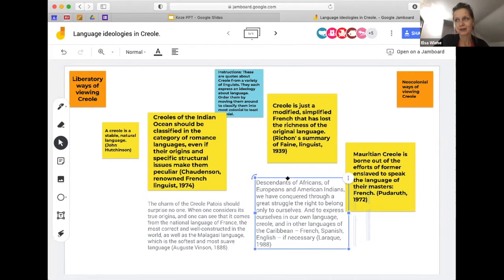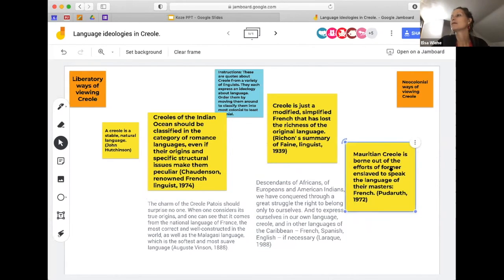I was just reading the one on the far right of the screen in yellow: "Mauritian Creole is born out of the efforts of former enslaved." I thought that was more neo-colonial. Mm-hmm, and why? Because it doesn't acknowledge Creole as an autonomous living language born out of creativity and resistance and effort. It just makes it seem like it's solely about mimicking a colonial power.